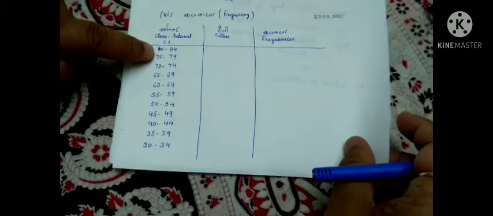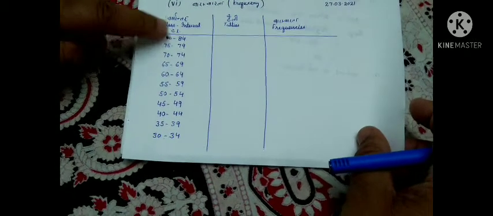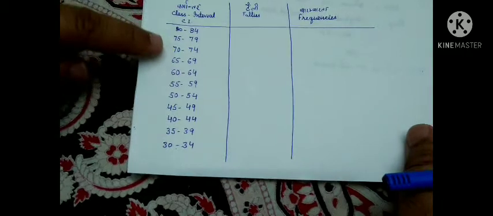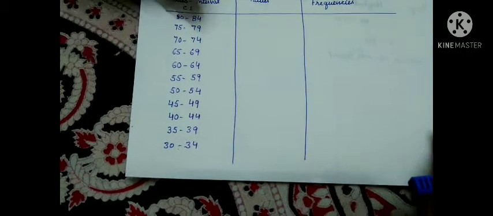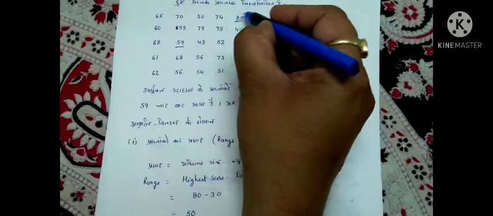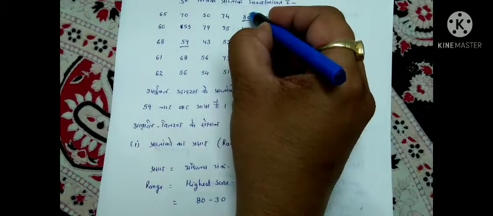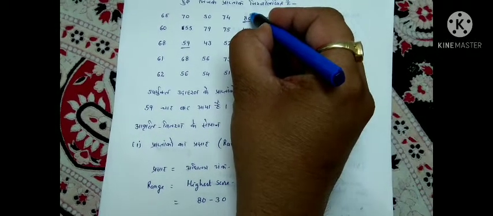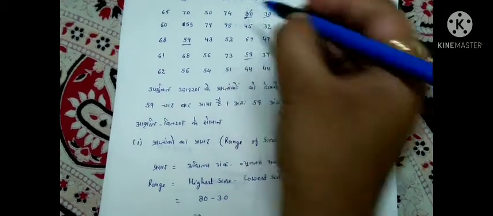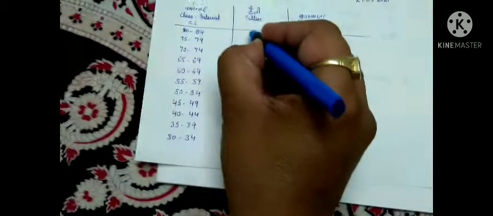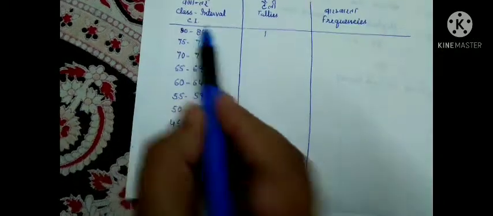Let us start with the first class interval, that is 80 to 84. Now we will see how many students are lying in this class interval. From this table I found only one candidate, so it will be better to cross this one. One is crossed here, and one tally should be kept here. So between this class interval 80 to 84, only one student is lying.